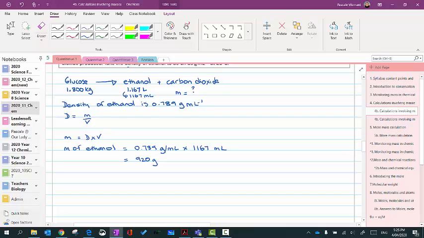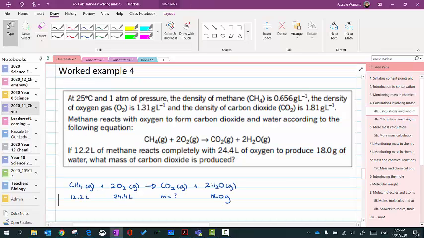Now the mass of glucose is in kilos, so again I've got to make sure that I'm consistent with my units. 1.8 kilograms, that's the same as 1,800 grams. Okay, again, 1 kilogram is 1,000 grams, so I've just multiplied by 1,000. So to work out the mass of carbon dioxide, I'm going to do the mass of glucose minus the mass of ethanol, and that's going to give me an answer of 880 grams. Okay, on to question 4 now, worked example 4.